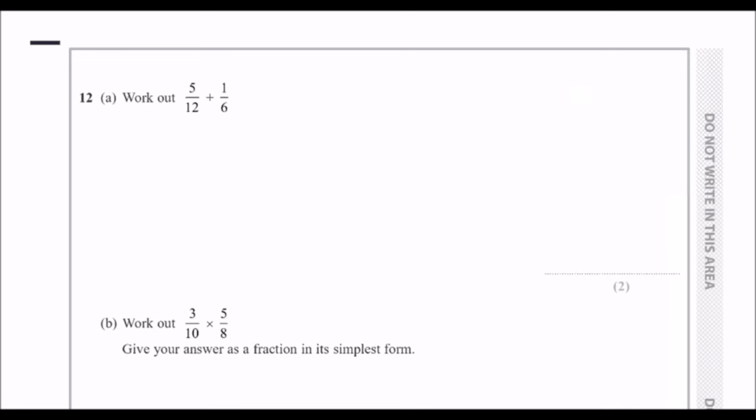Question 12. Work out 5/12 plus 1/6. To add fractions, we want to make the denominators the same. The easiest way of doing that would be to times top and bottom of 1/6 by 2. That will make both denominators 12. So that's 5/12 plus 2/12. I've got 5 of something plus 2 of something, which is 7 of that same something. 5/12 and 2/12 make 7/12.